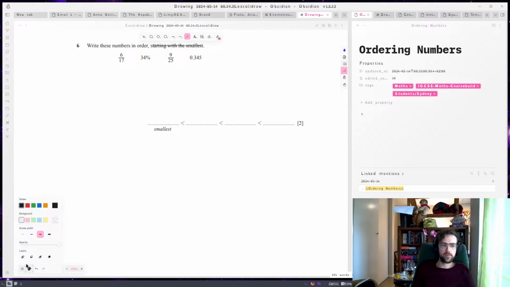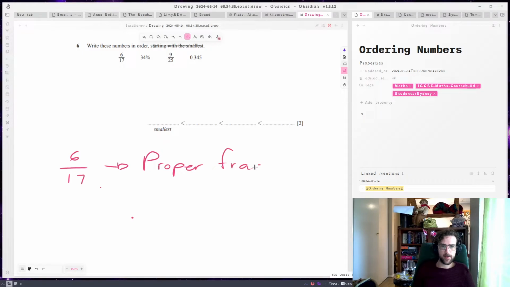Okay. Let's just change our color here. So we've got 6 over 17, which is a proper fraction. Okay. Now, fractions, very basically, we all know this, probably. Elsie, you would find this interesting. So a fraction is basically 6 divided by 17.